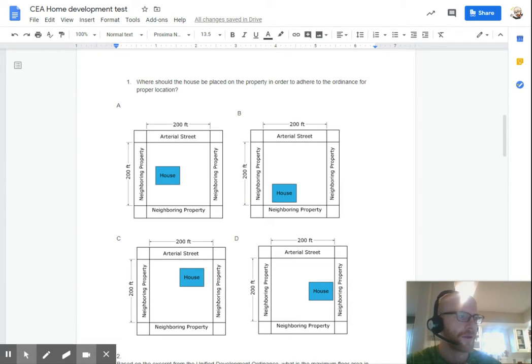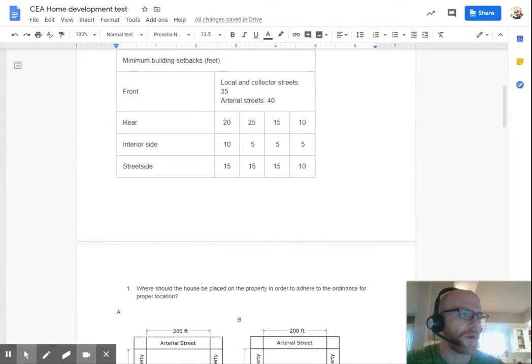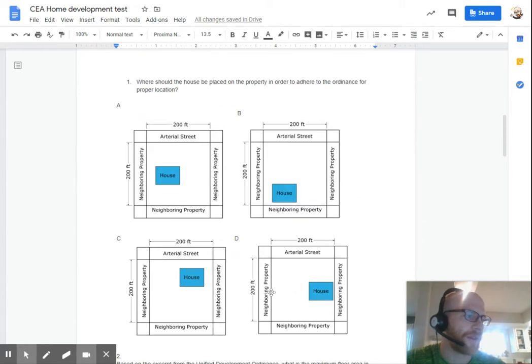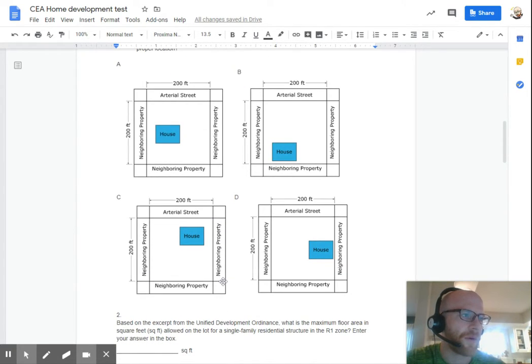I'll go through the ones that are wrong. Option B is incorrect because the house is too close to the neighboring property. If that was your property, that square in the middle, you couldn't have your house built there because you have to have a setback from your other properties. Same thing with D. That's way too close to the neighboring property. C, you might think that might work. The only area it doesn't work is the arterial street. You have to be farther back from that, so that will not work. A is your only option that will work for where the house is located on the property.